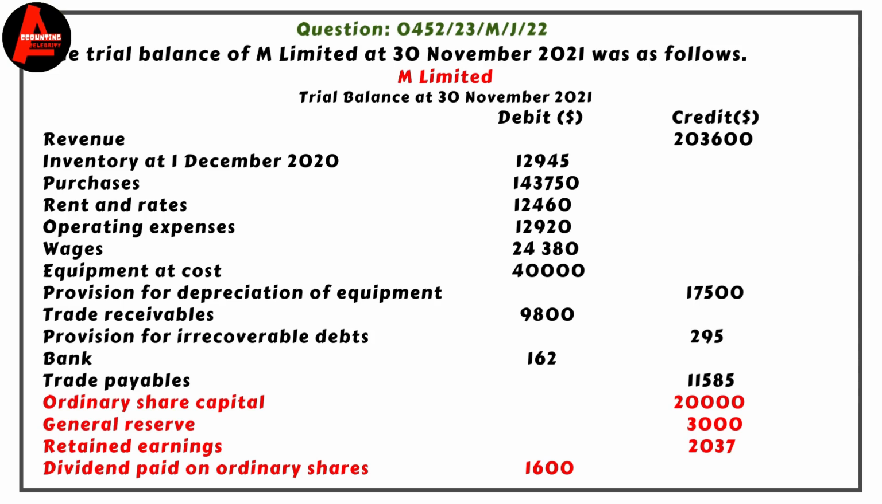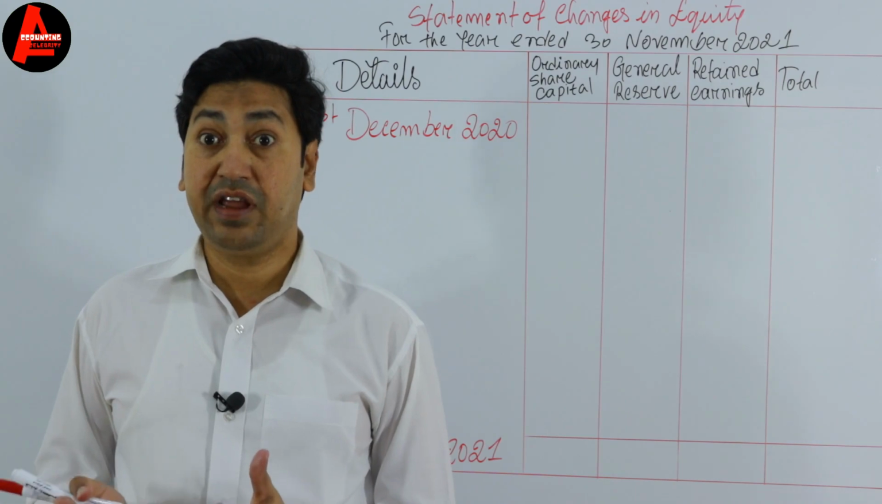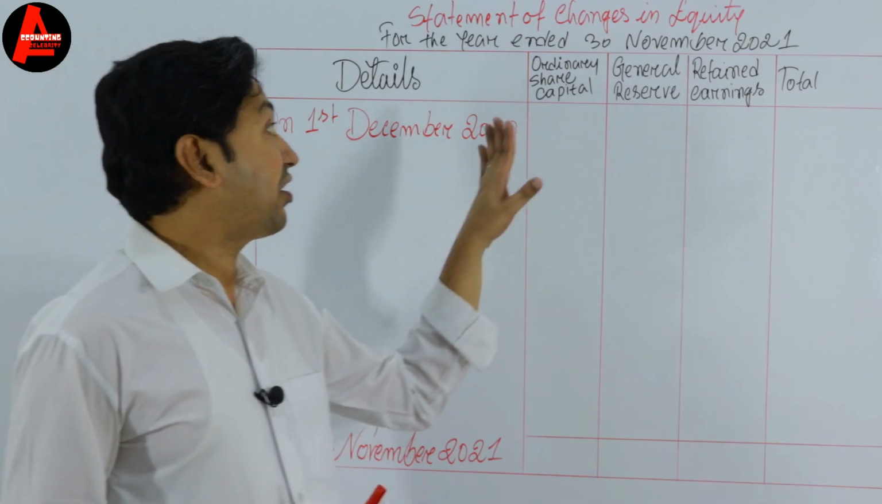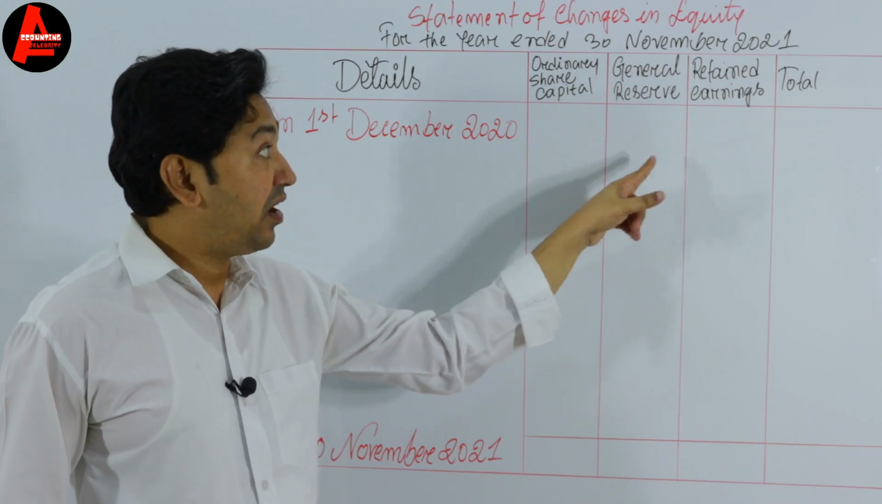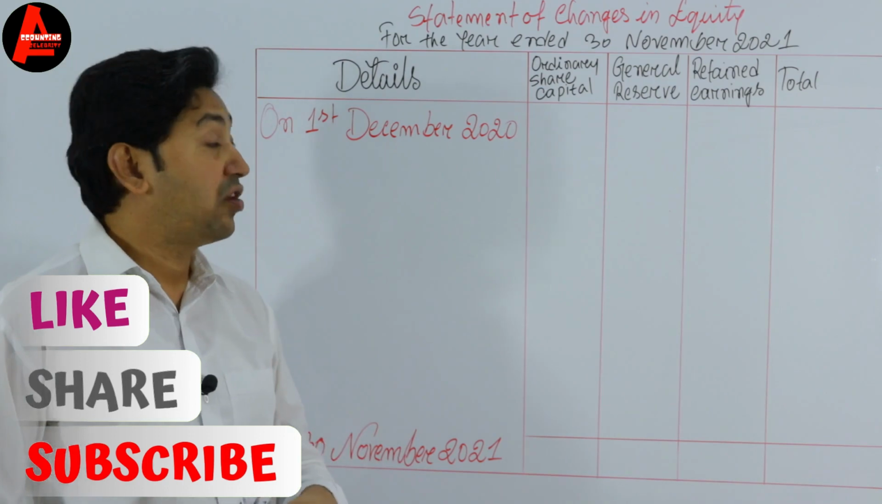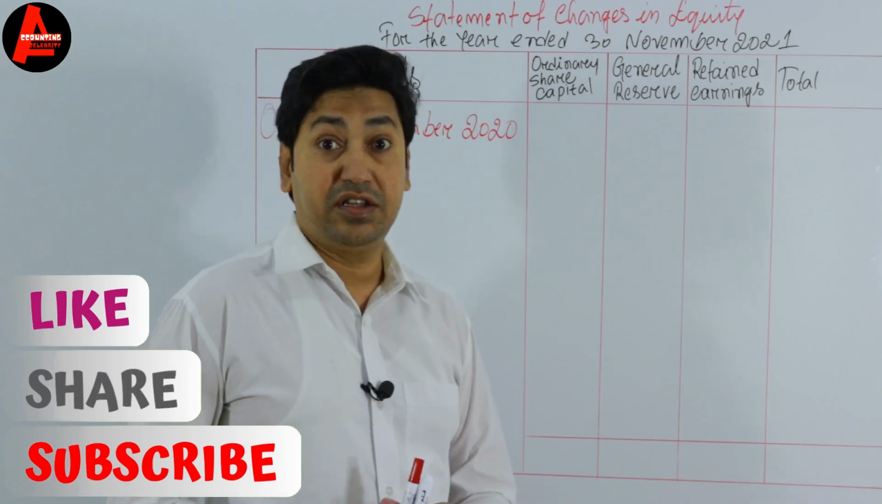So at the end of the trial balance, we have here ordinary share capital, we have a general reserve, retained earnings, and dividend paid on ordinary share $1,600. Okay, these are the items only related to this statement of changes in equity. Okay, so here on the trial balance, share capital, ordinary share capital is given, general reserve is given, and retained earnings opening balance means balance on 1st December 2020 is given. Okay, so one by one we will write here this all first.